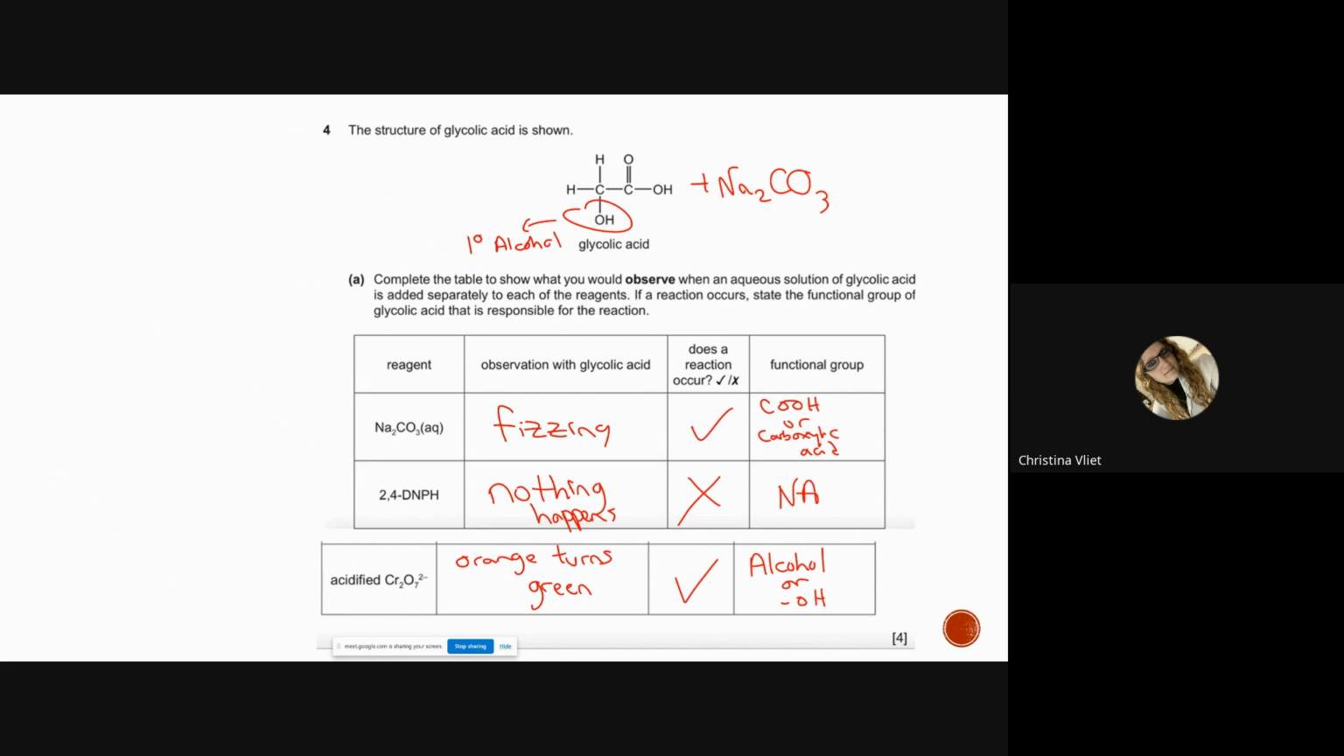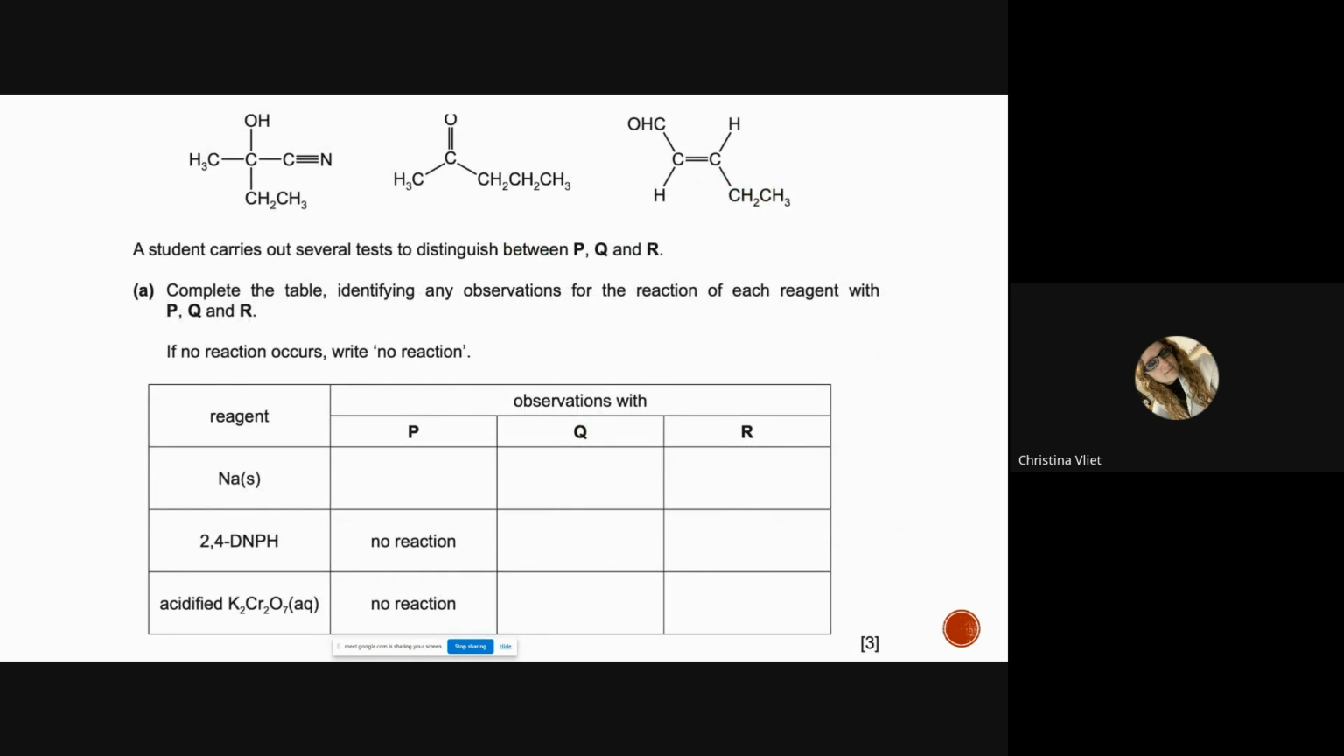All right, next slide is the last slide. The summary I'm going to do next class when we do our review. A student carries out several tests. Complete the table for observations of P, Q, and R. If no reaction occurs, write no reaction. 3 marks, 1 for each line.